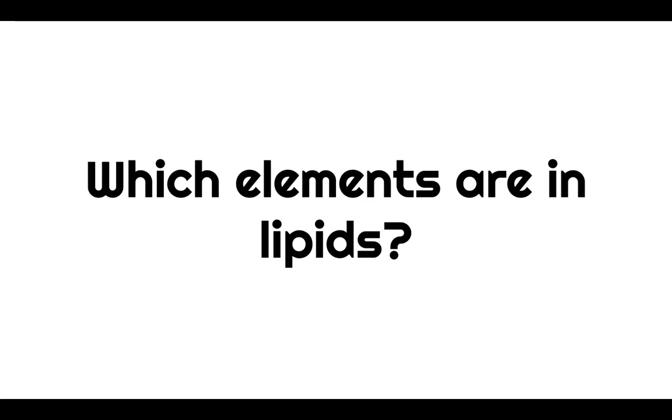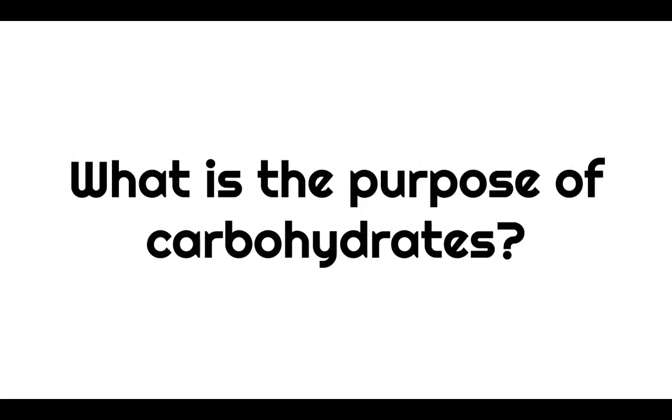Which elements are in lipids? CHON P. It's the second one, CHO, C-H-O: carbon, hydrogen, oxygen, no special ratio. What is the purpose of carbohydrates? Well, carbohydrates are sugar. Think about S's: sugar, short-term energy, and they are also shaped like stop signs.